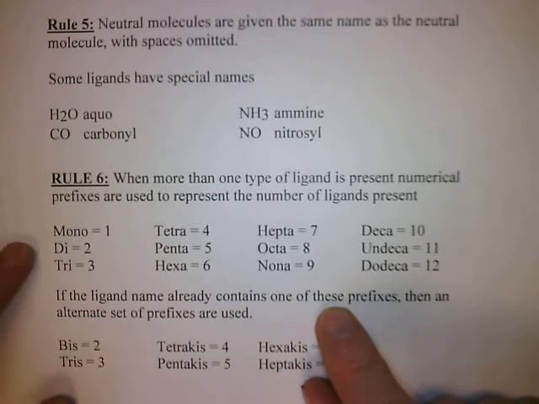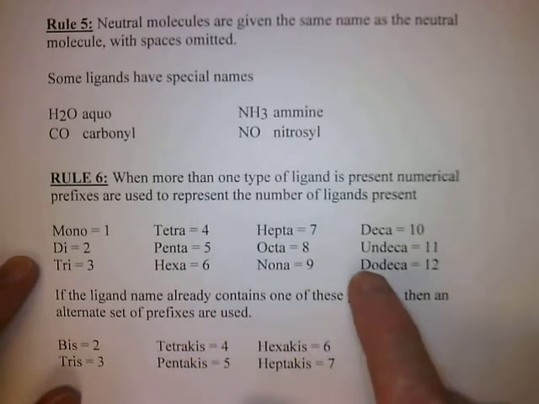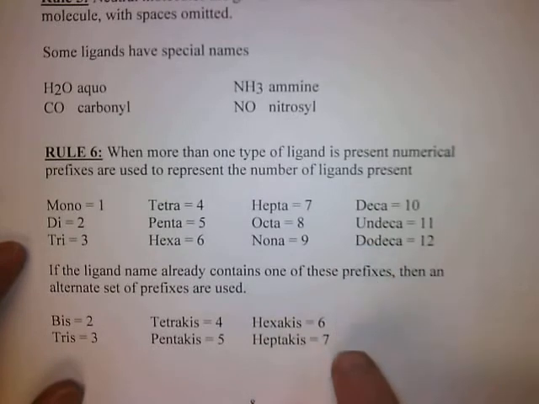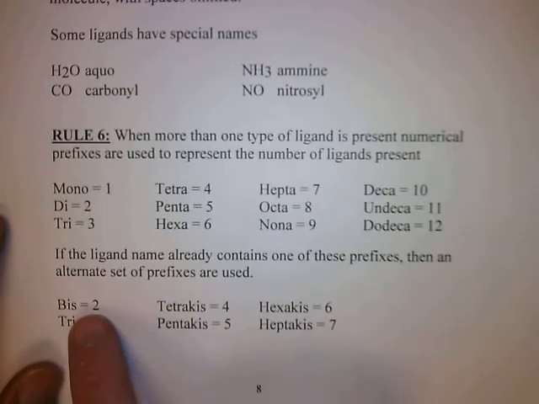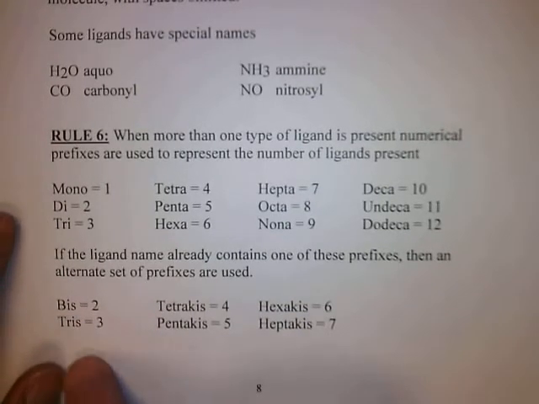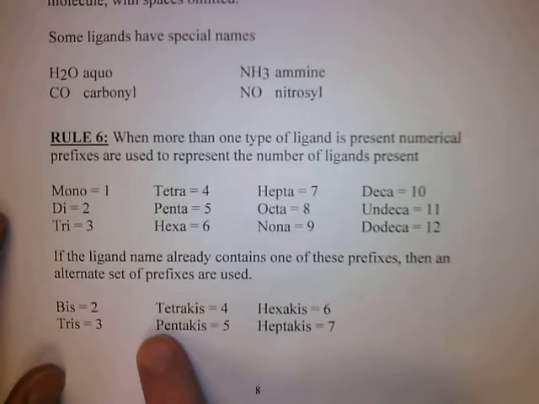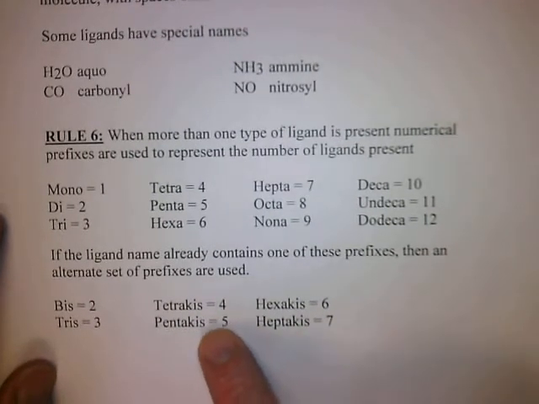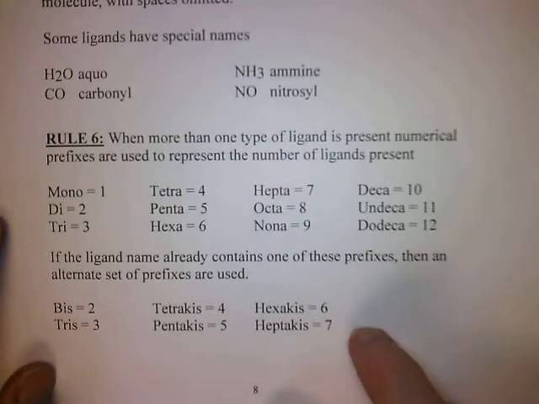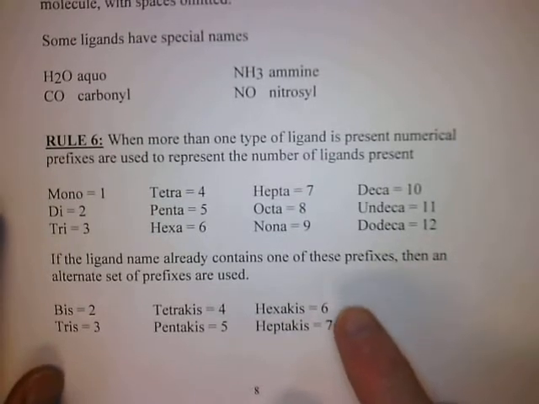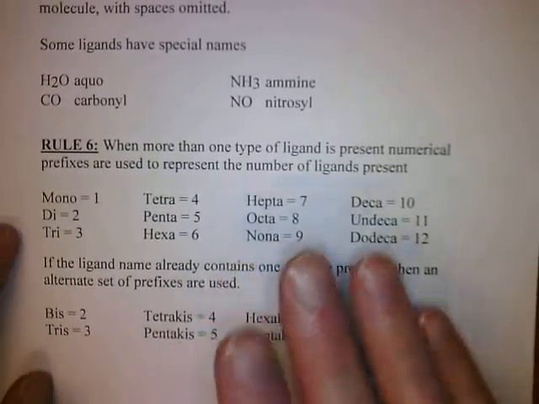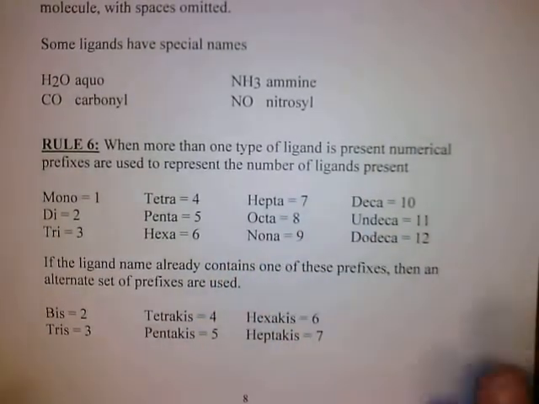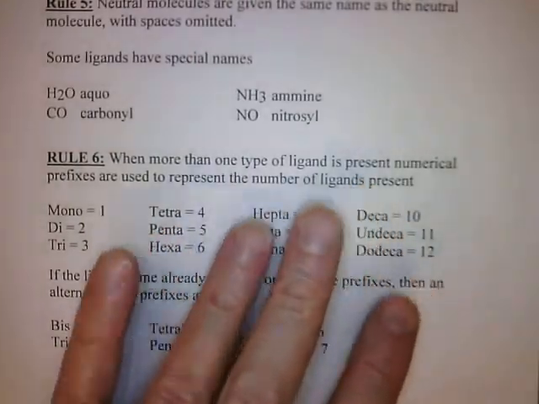So instead, if your ligand name already has one of these prefixes, then we're going to use this alternate set of prefixes. That's 2 will be bis, 3 is tris, 4 is tetrakis, 5 is pentakis, 6 is hexakis, and of course heptakis is 7. Typically, I don't think I've ever seen this go higher than 3. Maybe tetrakis, but not too much higher than that. You don't run into this very often, going higher than 2 or 3.